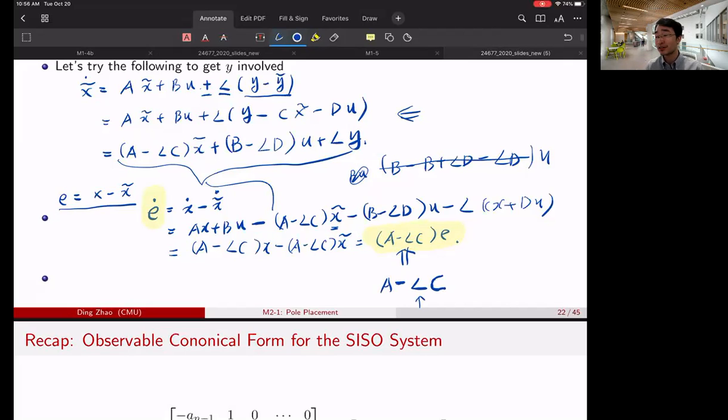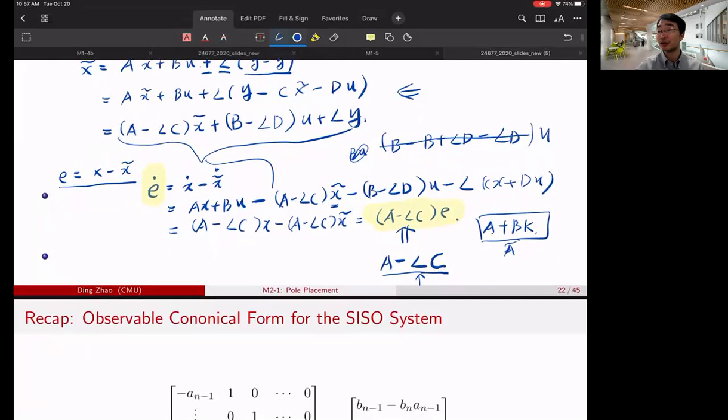So this is very similar to the controllability case, where we only have A plus BK. That's the final matrix, our A tilde. So this is our new system dynamics for E.